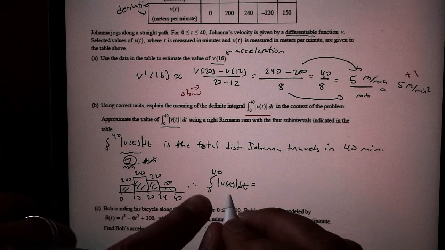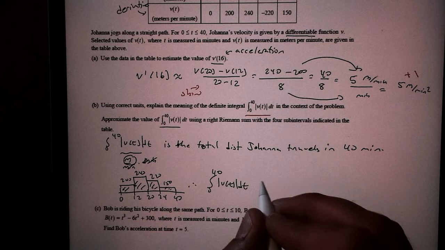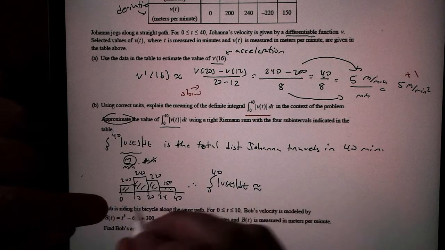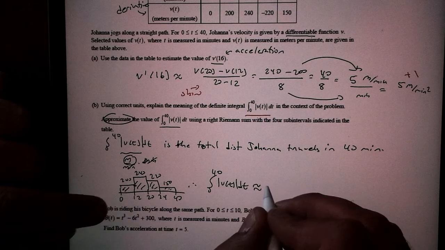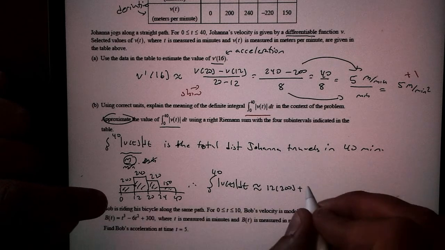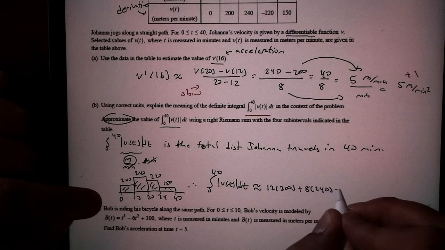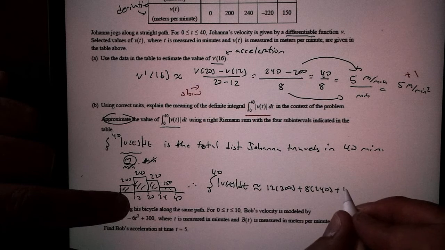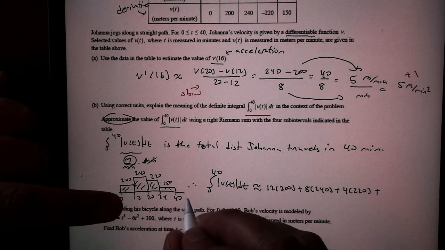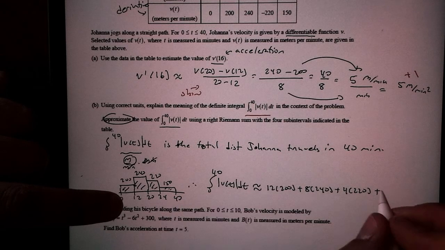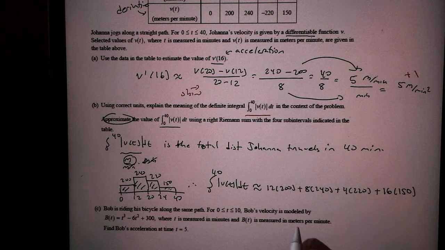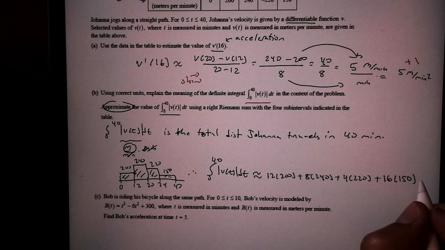Now, write out your integral. Whoops, not going to be an equals though. It's going to be an approximate, remember, because we're approximating. And this first one is going to be 12 by 200 plus 8 by 240 plus 4 by 220 plus, whoops, that's what, 16? Wow, 16 times 150. And make sure you put your units in here.